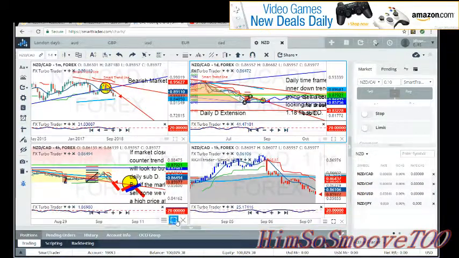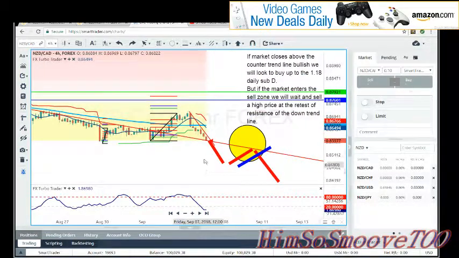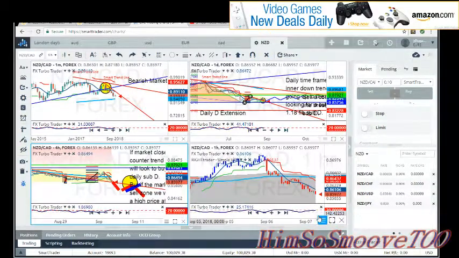So now remember, we don't want to enter this trade until we get a bullish counter trend line break of this red counter trend line, or if the market enters into the sell zone, we wait for a high price for the market to come back up, retest the inside of this downtrend line as resistance, and then sell the counter trend line break at the close of a 4-hour candlestick below the counter trend line. So that's NZD CAD.